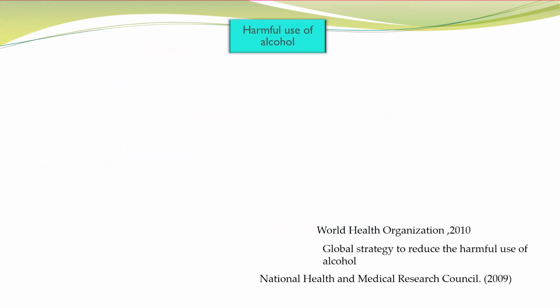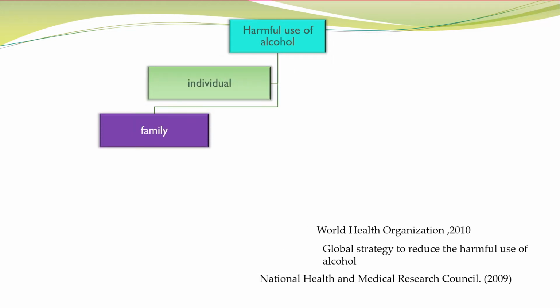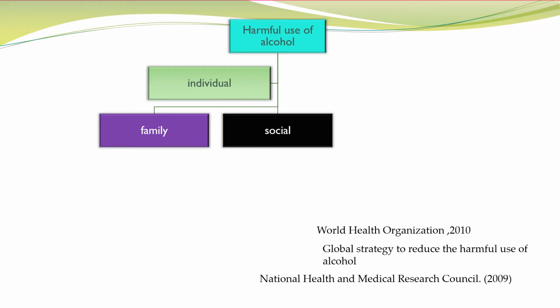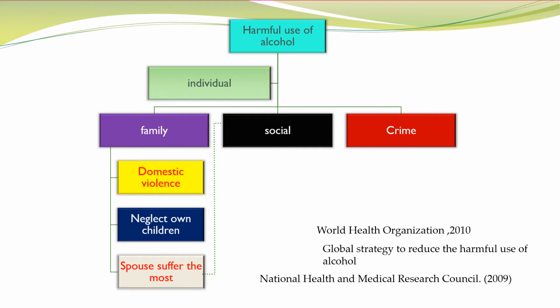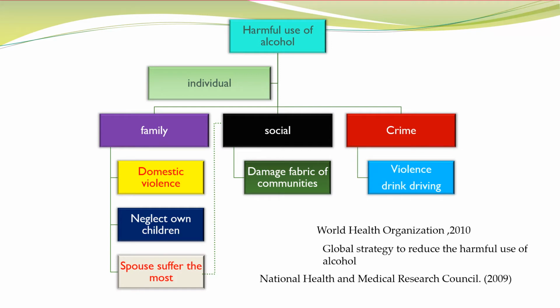Before we move further, what are the harmful uses of alcohol? Alcohol can affect an individual, it can affect society, family, and increase crime. If I break down the family, it can increase domestic violence, and literature suggests that spouses suffer the most, and sometimes children of alcoholics suffer a lot. When we look at the crime rate, intake of alcohol can increase violence and drink driving accidents.